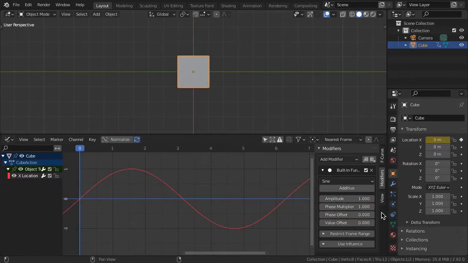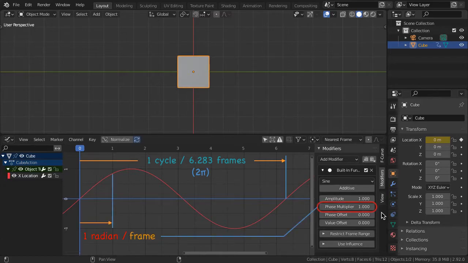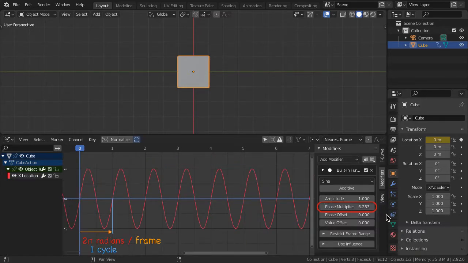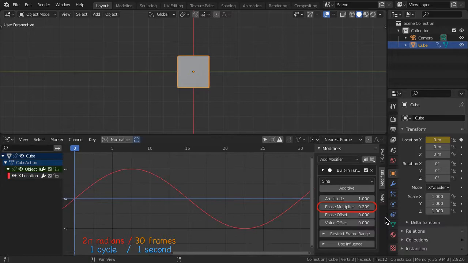Since frequency is a function of cycles per time step, the phase multiplier is expressed in radians per frame. To arrive at a more meaningful expression, such as cycles per second, we need to multiply by 2 times pi, which is the number of radians in a complete cycle, then divide by the scene frame rate, or frames per second. To define the number of seconds per cycle, divide again by the desired length of time.